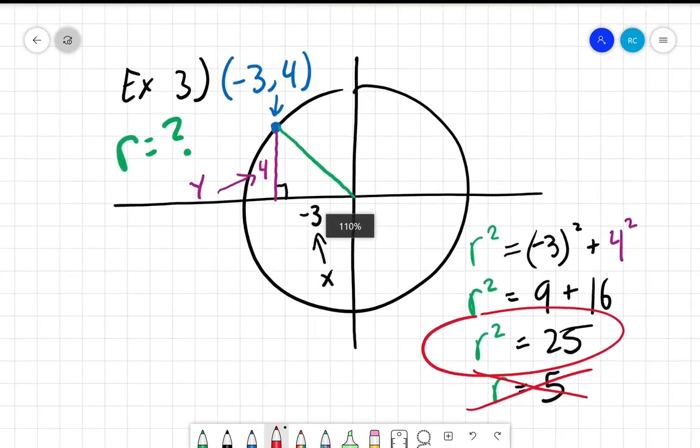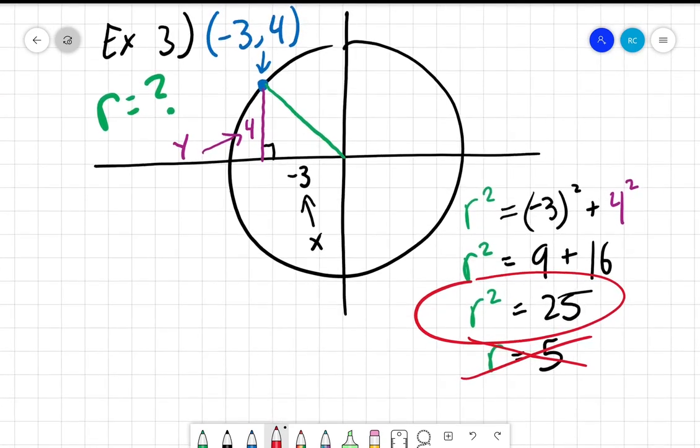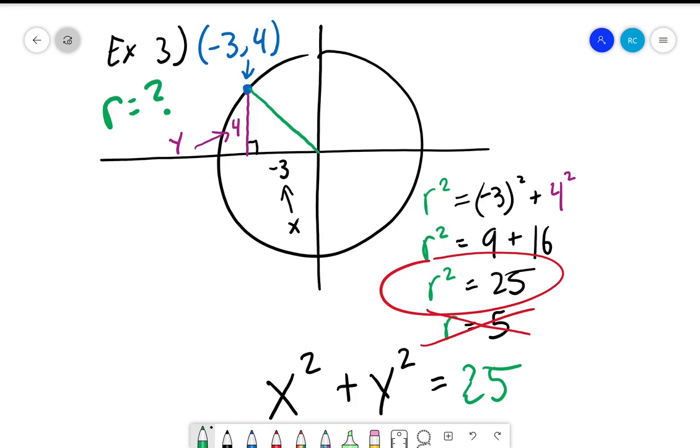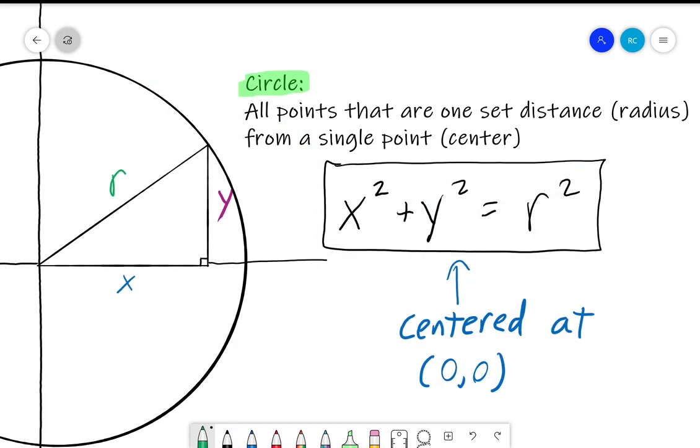If I ask you what the radius is, then sure, you might want to take the square root, but save yourself that extra step. Once you have r squared, you can go ahead and write out your equation. And that equation, in this case, is x squared plus y squared equals 5 squared, which is 25. So that's the general idea behind the equation of a circle. It's just the Pythagorean theorem, except set up at every single point on the circle simultaneously.